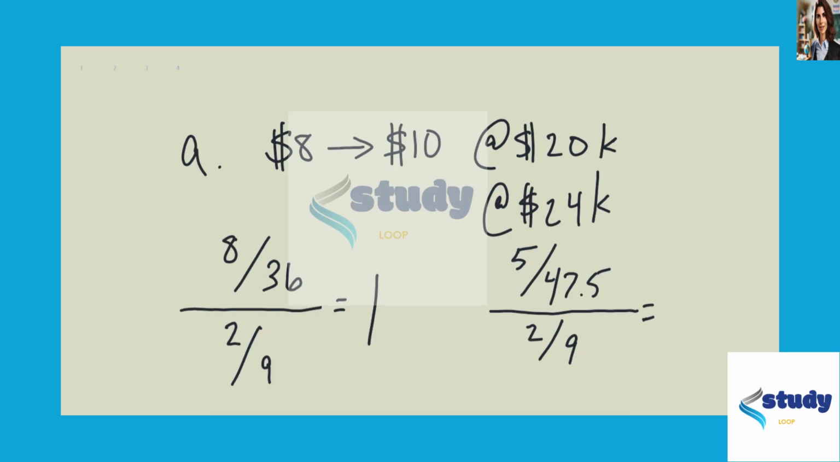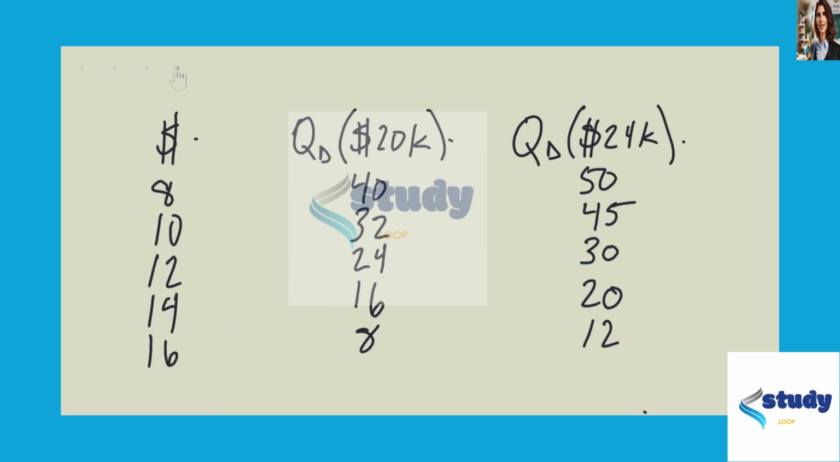For the second part, for 24,000, all you do is you use the third column and you get a midpoint between 50 and 45 of 47.5, and the change between 50 and 45 is 5, and the denominator stays exactly the same because the price change hasn't changed at all. And the answer that you get, we'll just round to 2 decimal places, is 0.47.